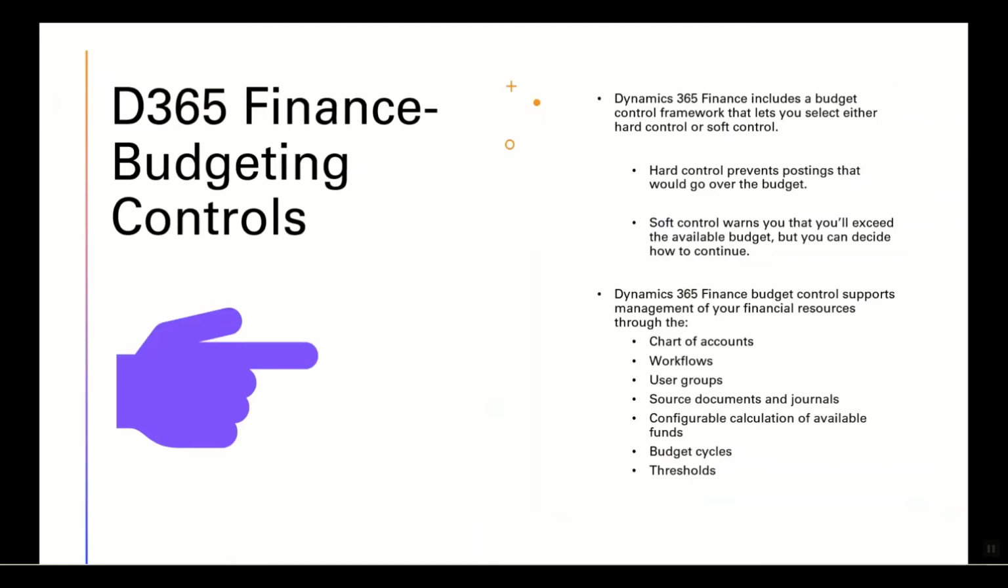It also enables you to control the budget in different processes. Let us now discuss the last component of the Dynamics 365 budgeting module, which is budget controls. Dynamics 365 Finance includes a budget control framework by default that lets you select either hard control or soft control. Hard control prevents posting that would go over the budget, and soft control would warn you that you're going to exceed the available budget. However, you can decide whether to continue or to review the budget. Dynamics 365 Budget Control supports management of your financial resources through chart of accounts, workflows, user groups, source documents and journals, configurable calculation of available funds, budget cycles, and thresholds.